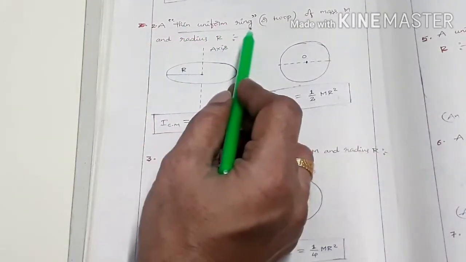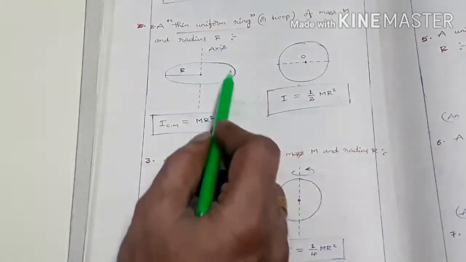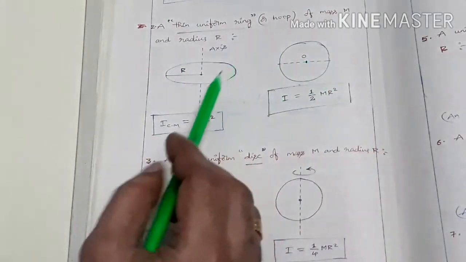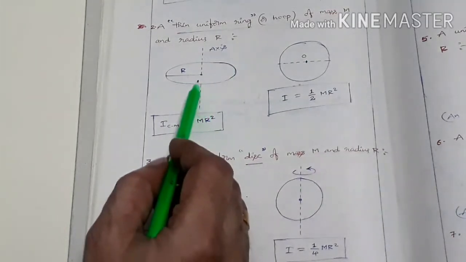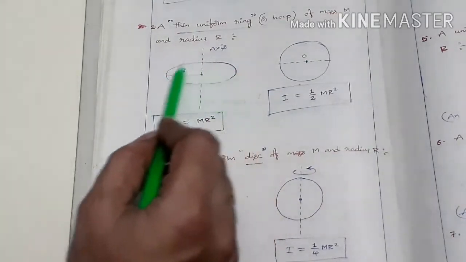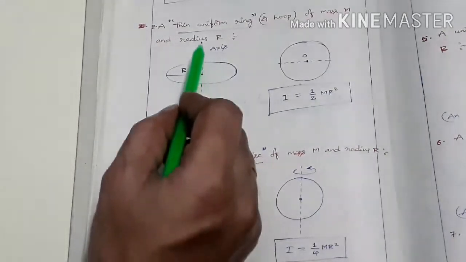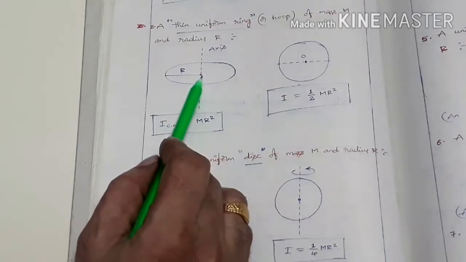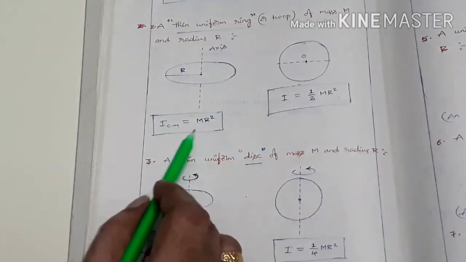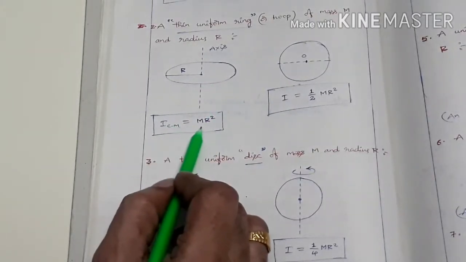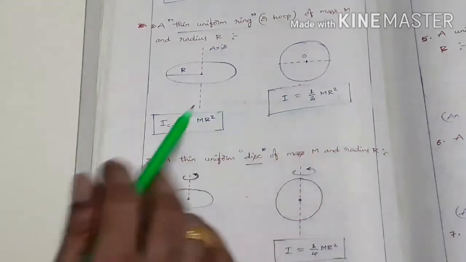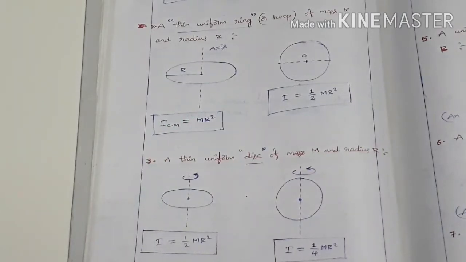a thin uniform ring of mass m and radius r. We are considering a thin uniform ring. Again, two cases here. One is the geometrical axis, which is passing through the center of the ring as well as normal to the plane of the ring. Another one is a diametrical axis. So this axis is known as the geometrical axis. For this one, moment of inertia is mr square, and for a diametrical axis it is half of this one, half mr square. So the moment of inertia is greater for the geometrical axis.